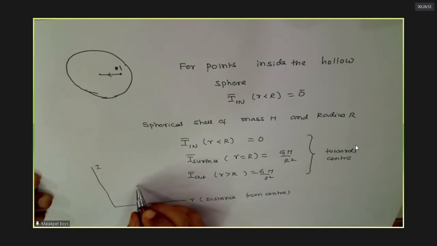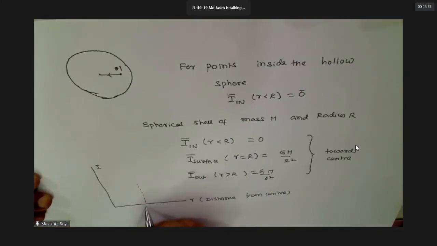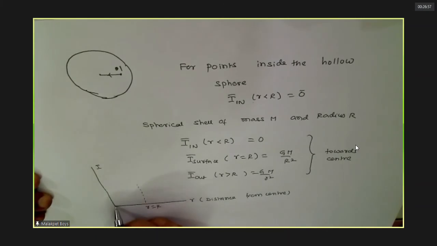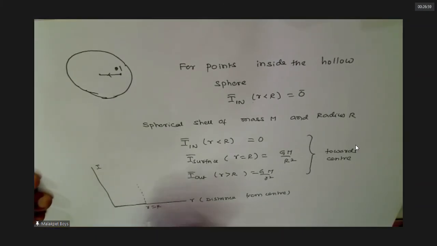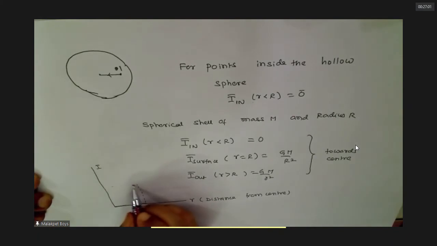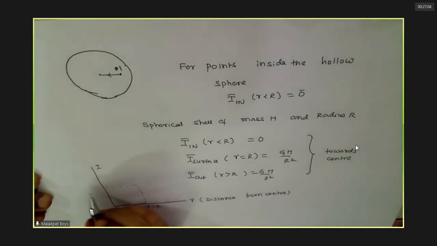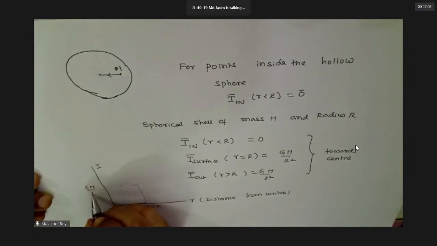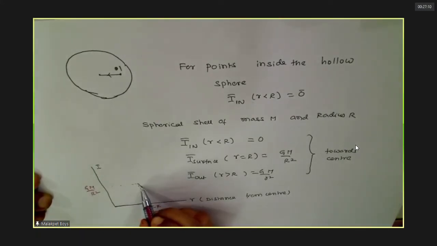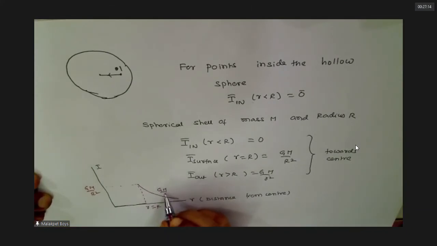Okay, till where? Till small r equals to R, the intensity is zero, no? Yes, sir. Then again at r equals to R, it is having how much? GM by capital R. Afterwards, it decreases, no? Yes, sir. GM by small r squared, as small r is increasing.